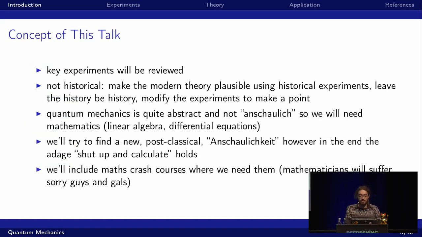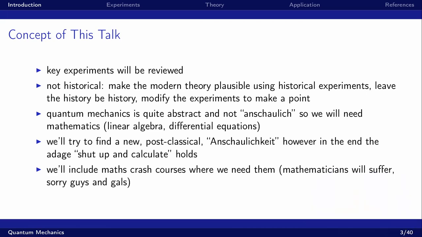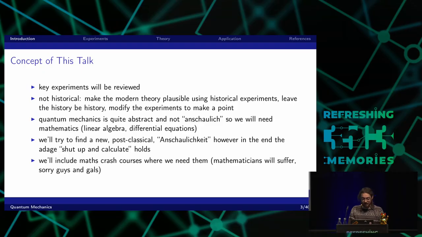So what is the concept of this talk? The key experiments will be reviewed, as said, but we will not do it in a historical fashion. We will look at the experiments as physical facts and derive the theory from them. And since quantum mechanics is rather abstract and not, as is said in German and in science theory, anschaulich, we will need mathematics, and most of this will be linear algebra. So a lot of quantum mechanics is just linear algebra on steroids, that means in infinite dimensions. And in doing so, we'll try to find a certain post-classical Anschaulichkeit, or vividness, to understand the theory.